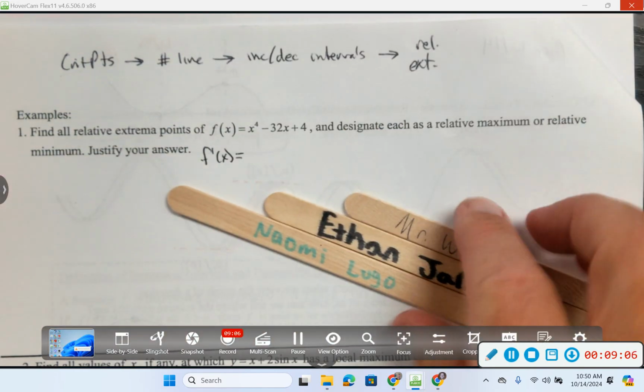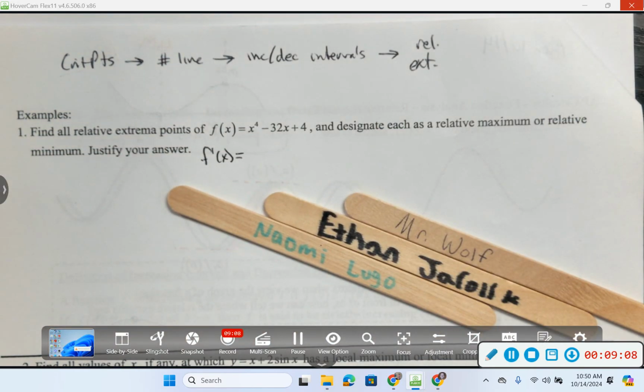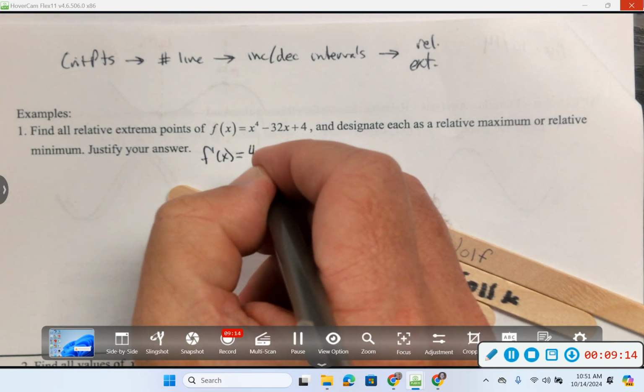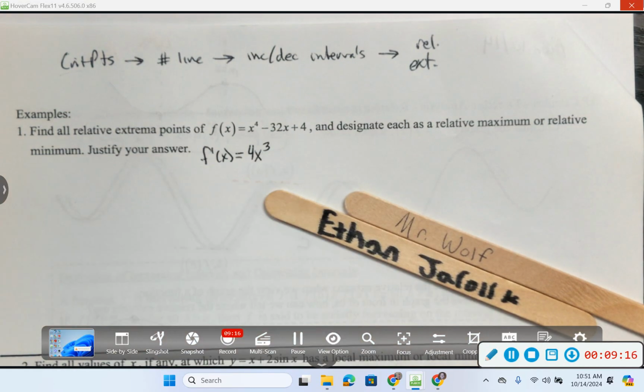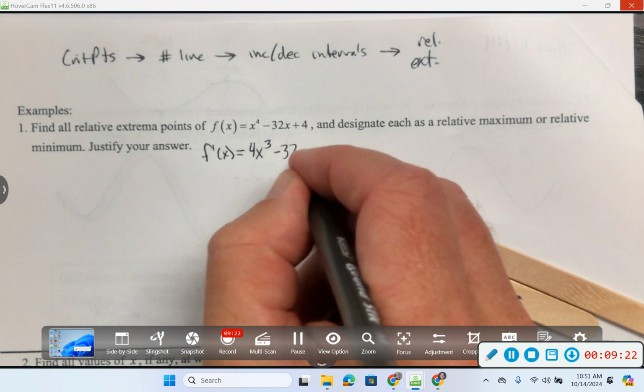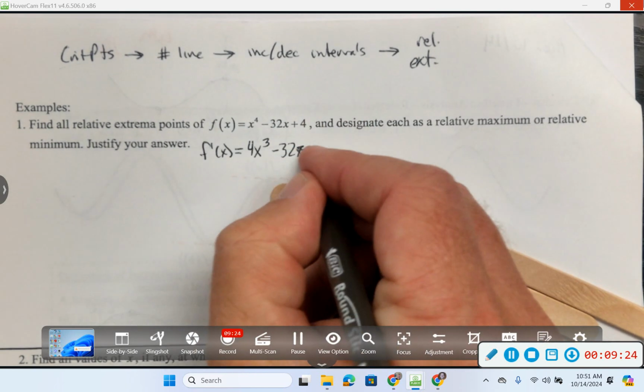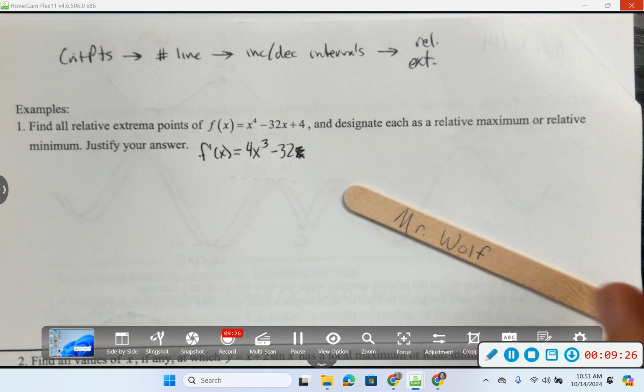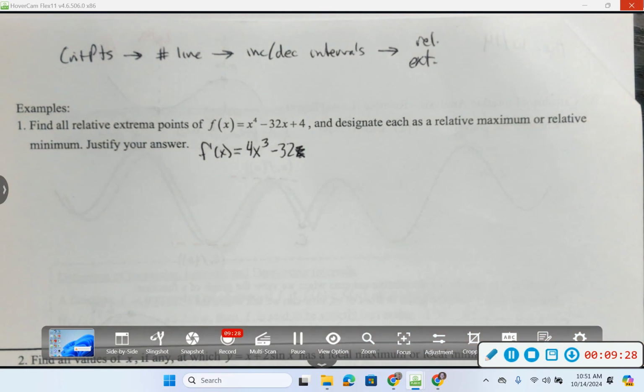So we'll pick 3 people. Naomi, how about the derivative of x to the 4th? 4x cubed. Ethan, the derivative of minus 32x? Minus 32. Whoops, not minus 32x. And then Mr. Wolf, the derivative of 4 is 0. Everyone knows that, but I'm going to keep asking it to hopefully avoid making that mistake.